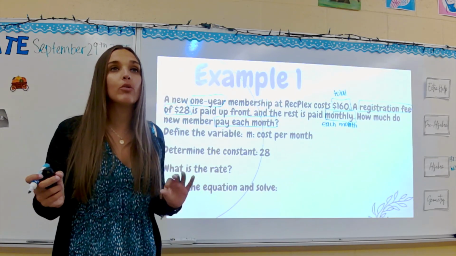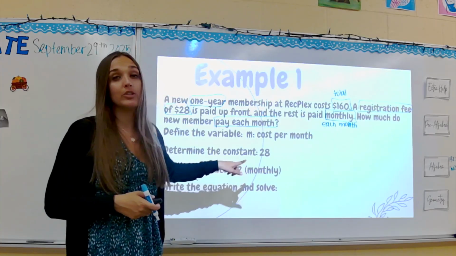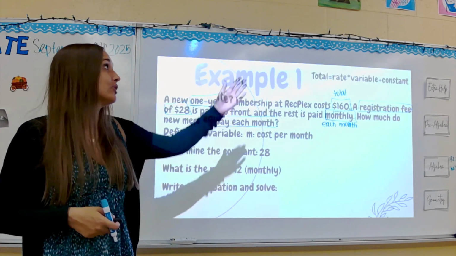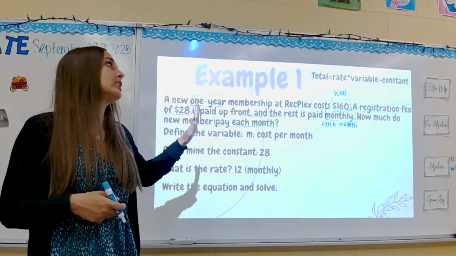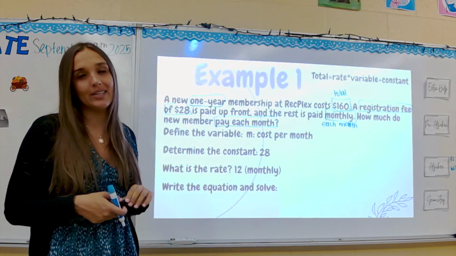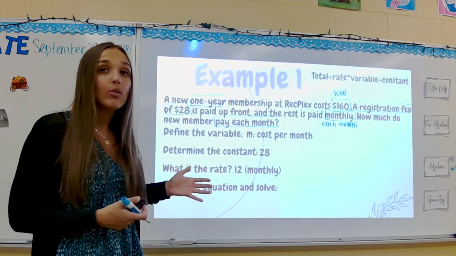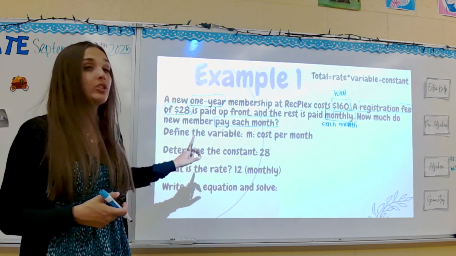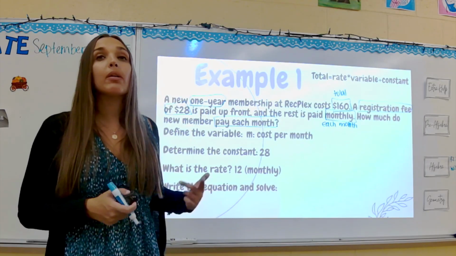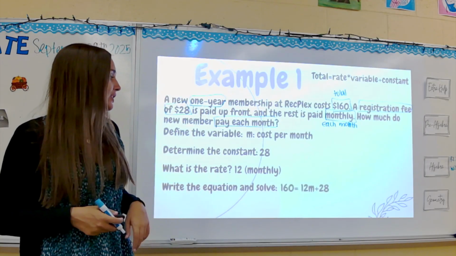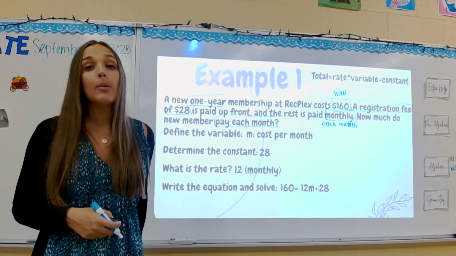I know this one's a little bit more abstract to us, but the rate's going to be 12, which is monthly. Then we need to plug it into our equation that we hopefully wrote on our paper at the top, which is the total equals the rate times the variable plus the constant. So our total here is the $160. That will equal our rate, which is 12, times our variable, which we chose as m, plus our constant, which is 28. So our final equation here would be 160 = 12m + 28.